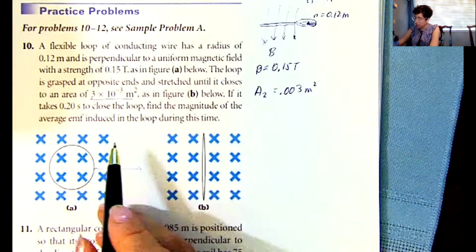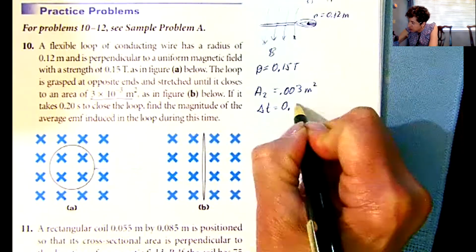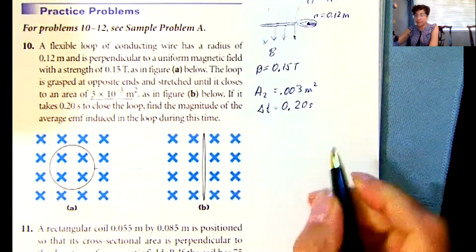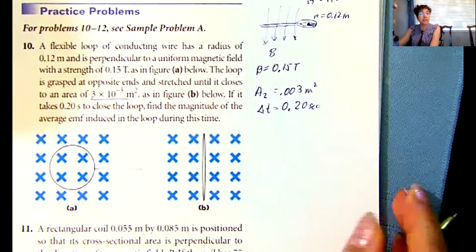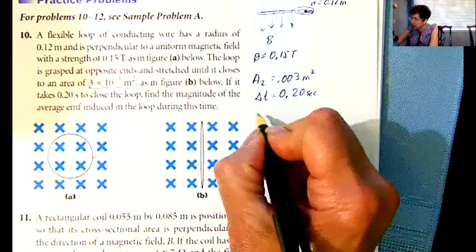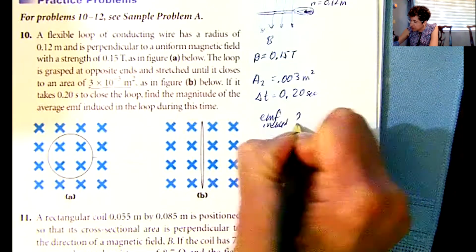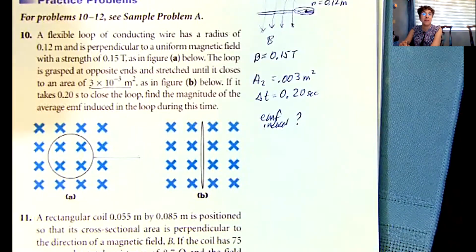If it takes 0.20 seconds, okay, there's my delta T, 0.20 seconds. All right, seconds, because my S's look like 5s. Find the magnitude of the average induced EMF. What is the EMF induced in the loop during this time? That's what we want to know.